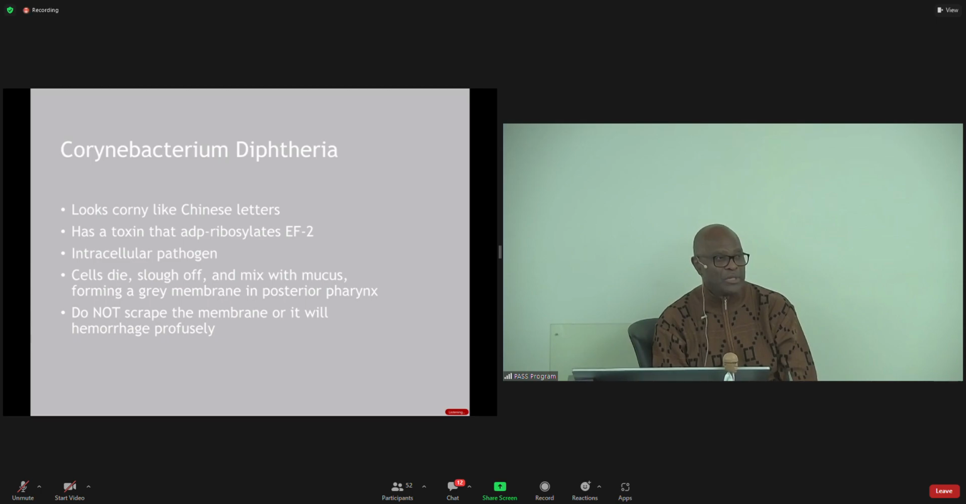Not Shigella, Melissa. Pseudomonas has the same toxin. Elongation factor stops protein synthesis. That's why cells then die, slough off, and mix with mucus. That's how you get that gray membrane in the back of your throat that diphtheria has. But that gray membrane can shut off the entire airway.